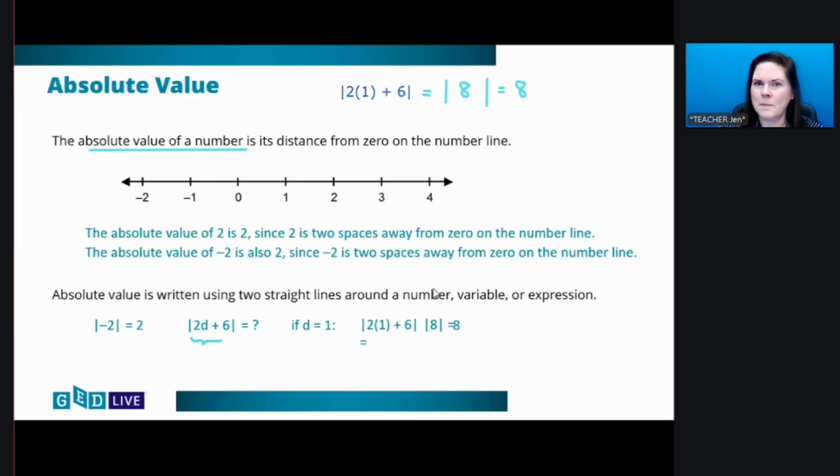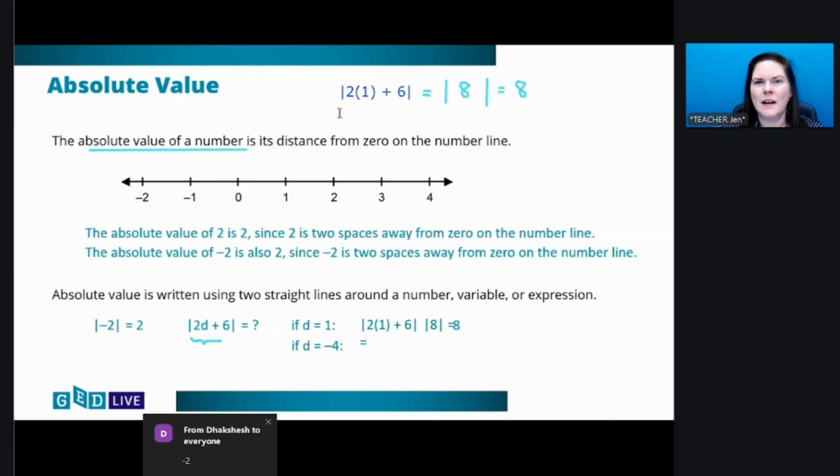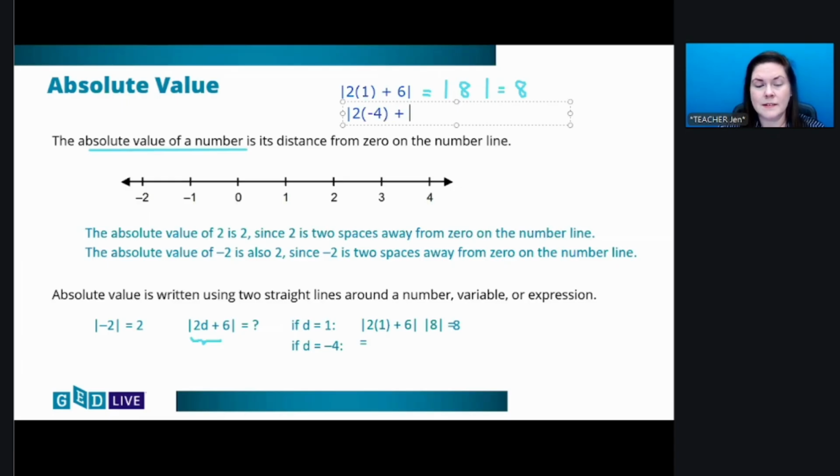Let's try another number in for D. Okay, let's put in -4 for D this time. So I'm going to head back up to the top. I want to make sure that the notes are clear so you can see what I'm doing. If D is -4, I'm going to write it as the absolute value of 2 times -4 plus 6. And of course, on a test, I'd write this out, you know? All right, first, let's do 2 times -4, which is -8, plus 6.